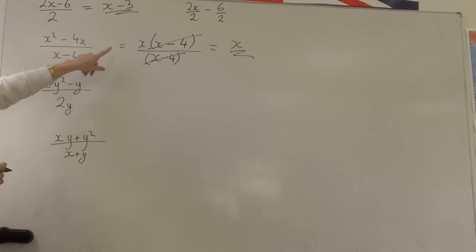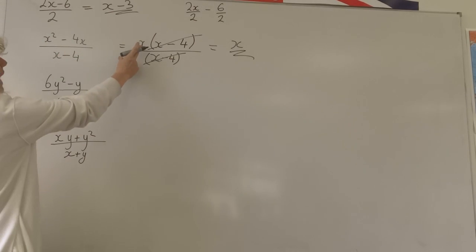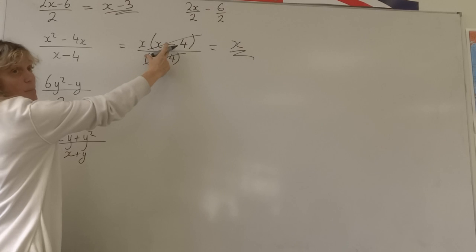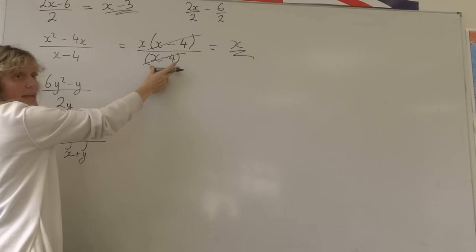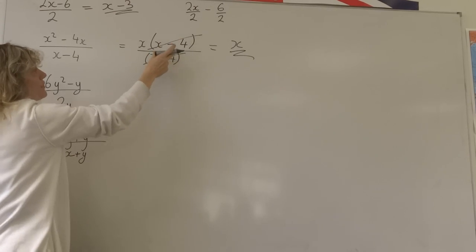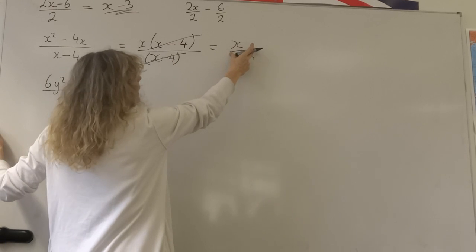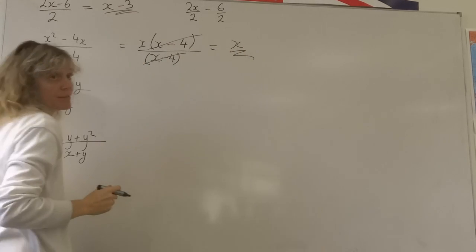So we factorize by taking x out of the front. It gives us x minus 4. We already have x minus 4 on the bottom. X minus 4 divided by x minus 4 cancels, giving us x.